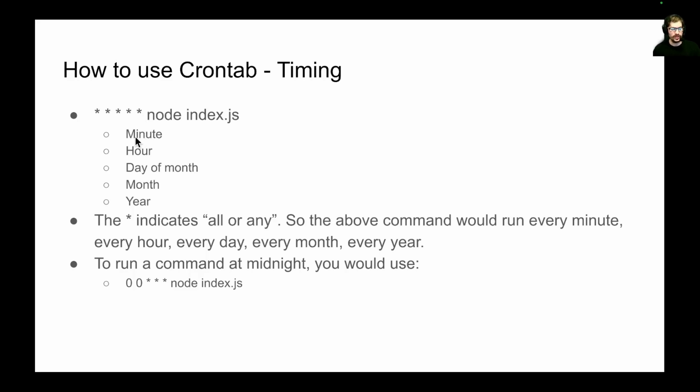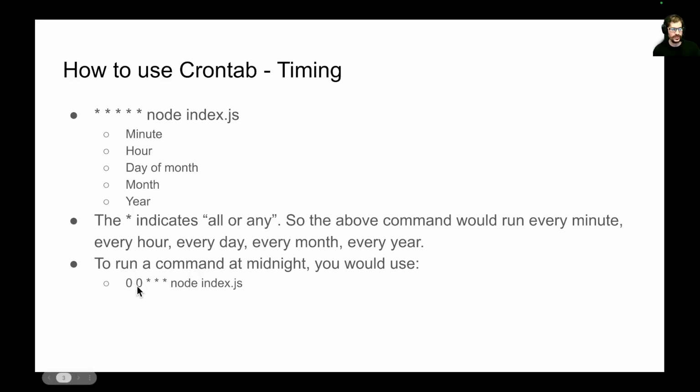If you wanted to run a command at midnight, you would say 0, 0, star, star, star, and then the command. What does that mean? Well, the 0 here means run it on minute 0. Basically, when you're at like 1 o'clock, 2 o'clock, 3 o'clock, etc., the 0 here means run it on midnight. Now, this is a 0 to 23 clock. It's using military time.